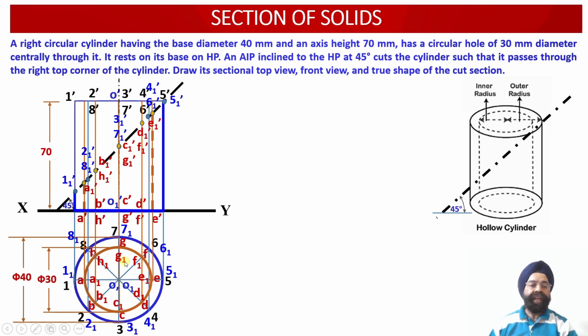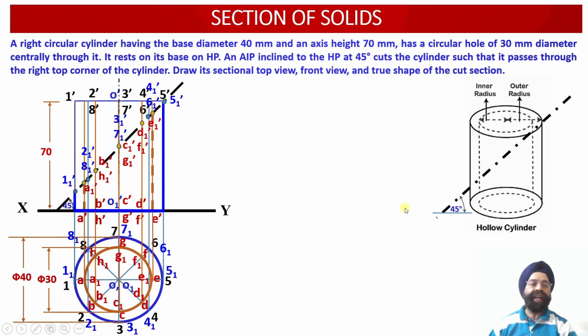So this way, we have been able to obtain 8 points of intersection corresponding to the outer cylinder in the front view projections as well as in the top view projections over here. Similarly, the 8 points of intersection of the cutting plane with the inner portion of the cylinder have also been marked in the front view projections as well as in the top view projections over here.